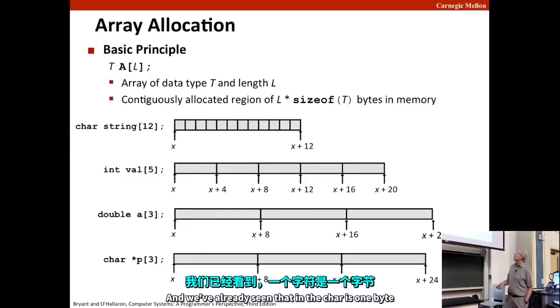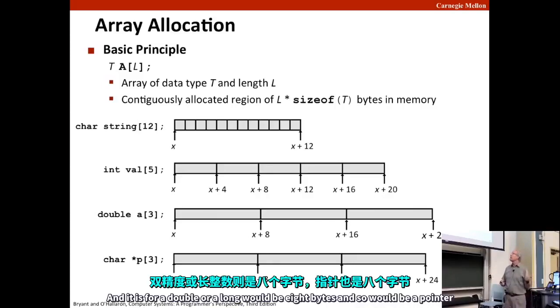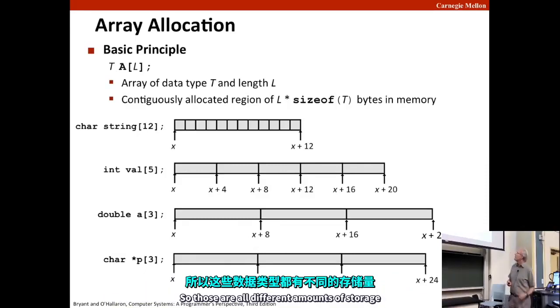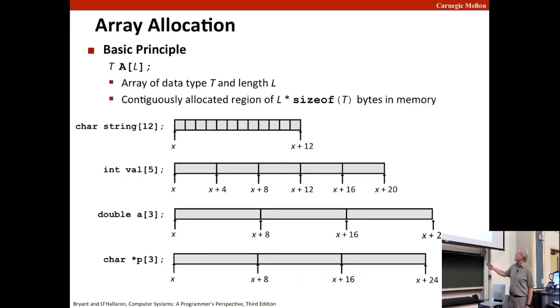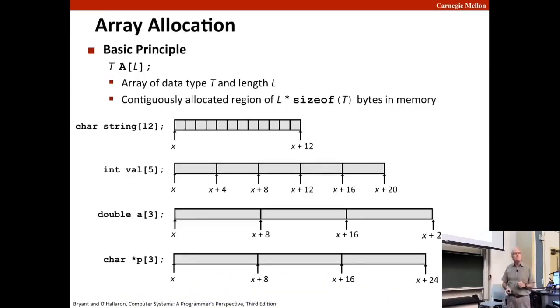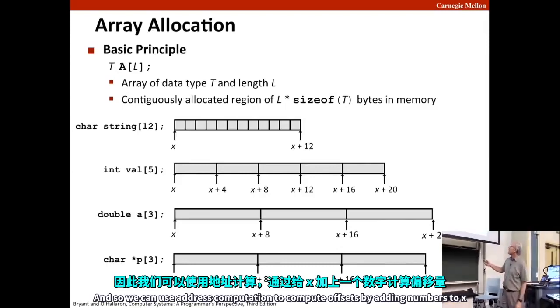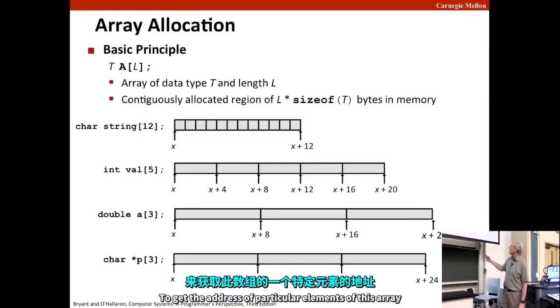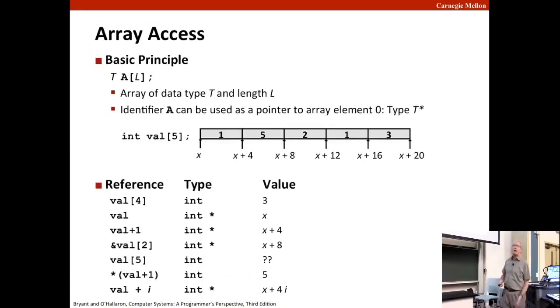And we've already seen that a char is 1 byte, an int is 4, a double or a long would be 8 bytes, and so would be a pointer. So those are all different amounts of storage. And you see in this diagram we use the x to denote the starting address of the beginning of this region of memory. And so we can use address computation to compute offsets by adding numbers to x to get the address of particular elements of this array. And that's exactly what the code does.